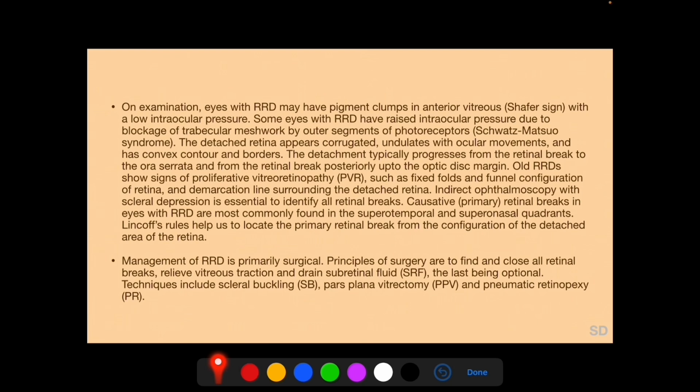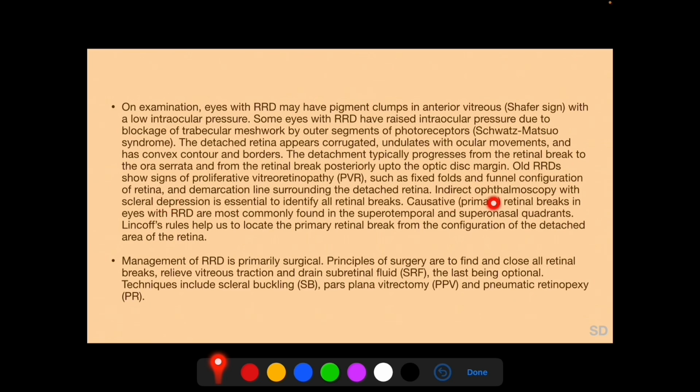The detached retina appears corrugated, undulates with ocular movements, and has a convex contour and convex borders. The detachment typically progresses from the retinal break to the ora serrata and from the retinal break posteriorly up to the optic disc margin. Old RRDs show signs of proliferative vitreoretinopathy such as fixed folds and funnel configuration of the retina and demarcation line surrounding the detached retina. Indirect ophthalmoscopy with scleral depression is essential to identify all retinal breaks.